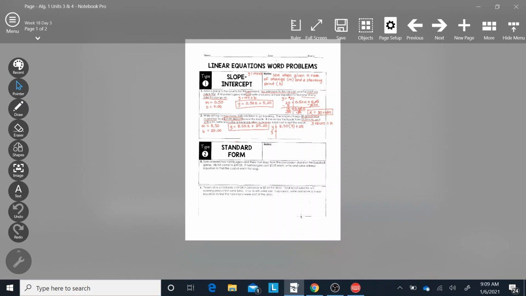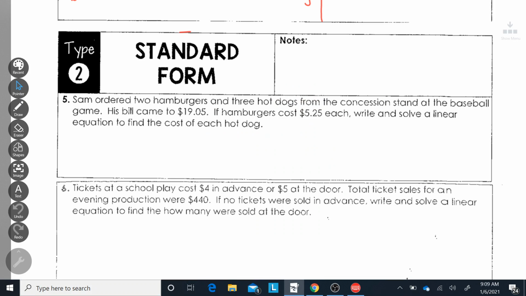Type number 2, standard form. Now remember, standard form is ax plus by equals c. So standard form, we're going to use when the problem relates to different objects.